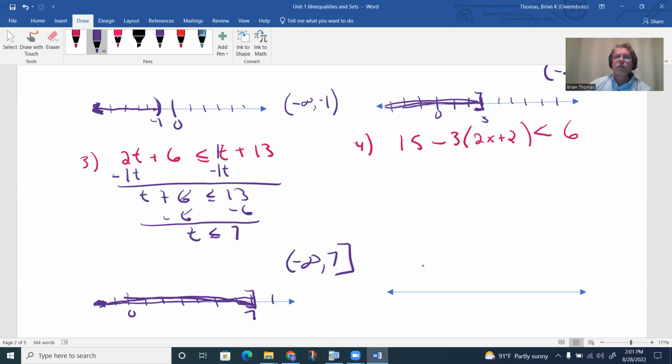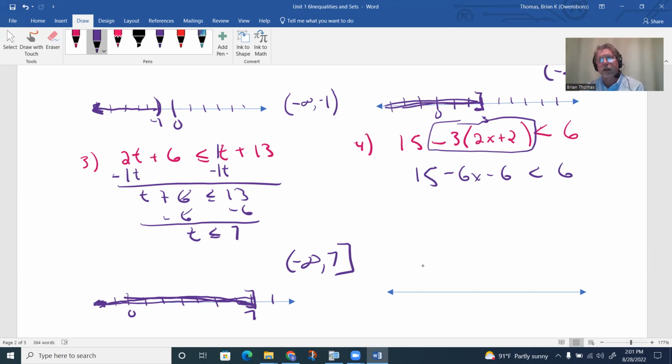So to solve this inequality, the first thing we got to do is bring the negative through the parentheses. In other words, we actually got to multiply the negative 3 through the parentheses. So this is going to give me a negative 6x minus 6. Then the 15 drops down, less than 6 comes down. So notice how we still have some like terms on the left side. So this is going to give me negative 6x, and 15 and a negative 6 is going to be a positive 9, and then that's going to be less than 6.